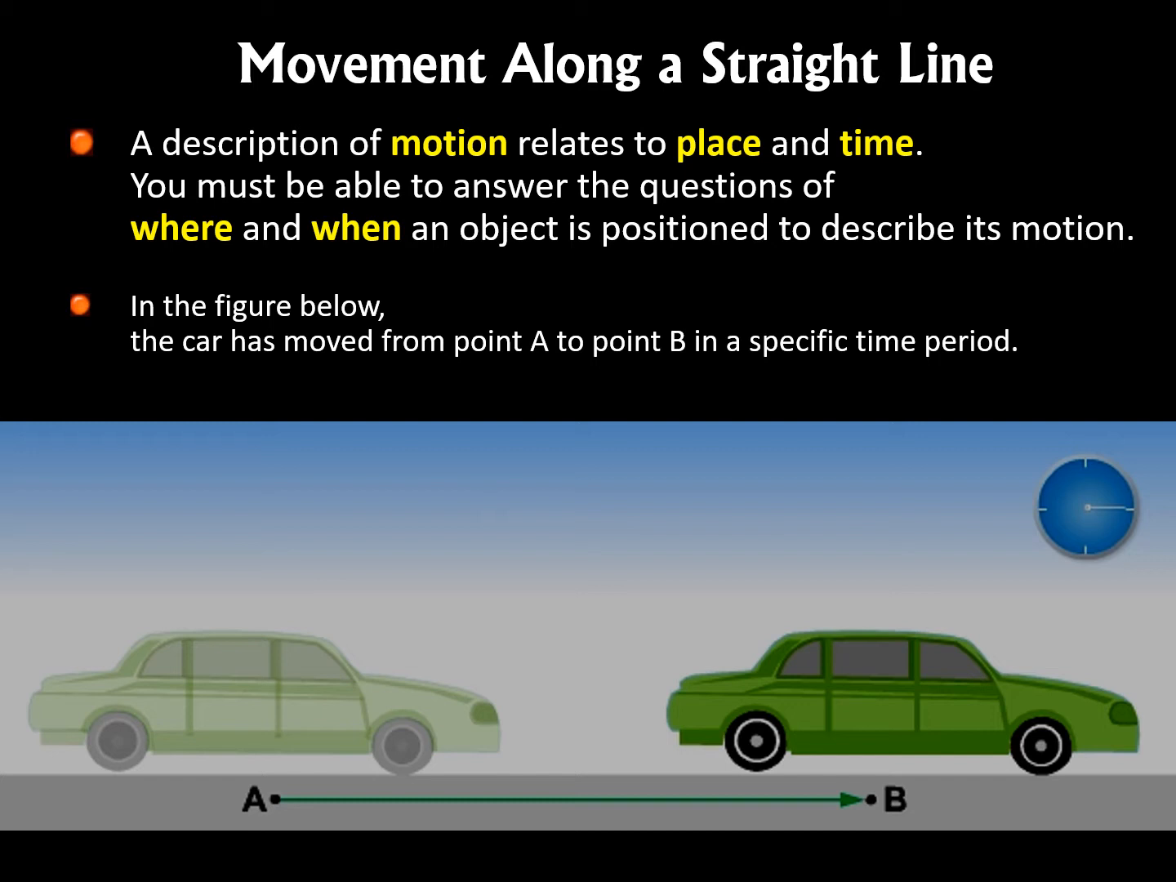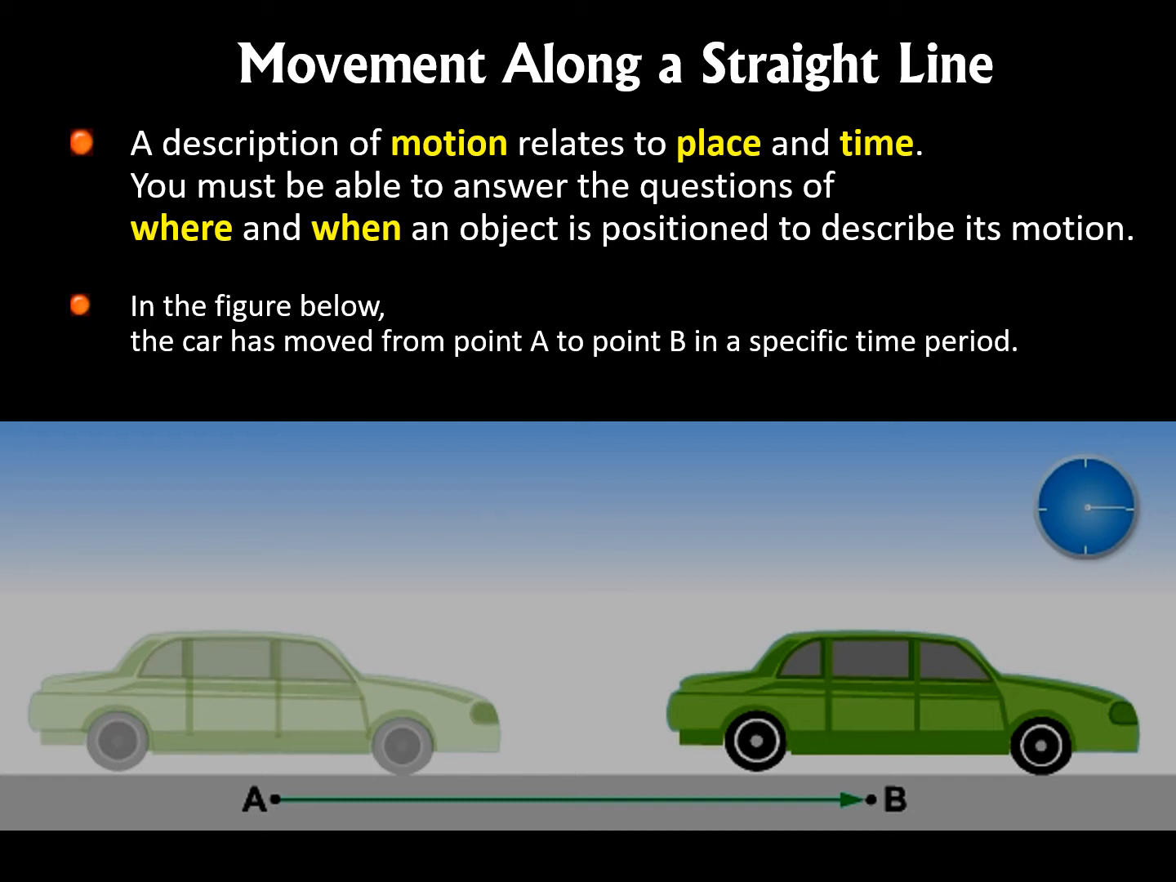In the figure below, the car has moved from A to B in a certain time interval, time period. So we can determine some things about the way the car is moving just from those pieces of information alone. So this is a motion diagram that you're seeing here. So the car is moving toward the right.